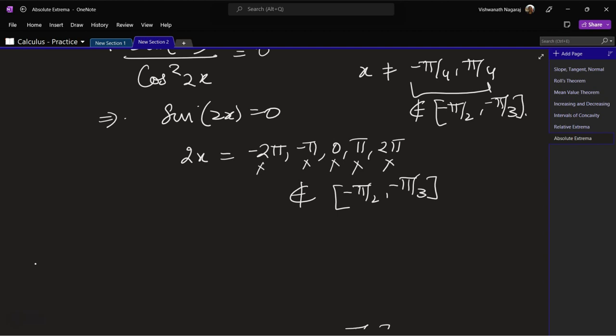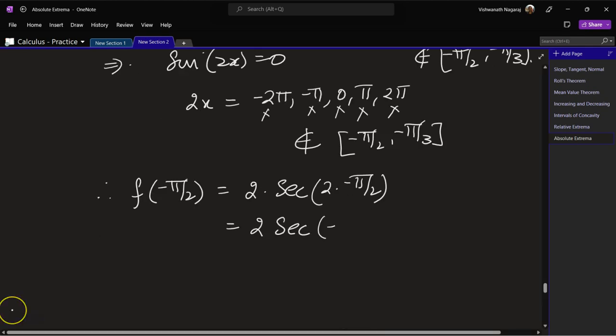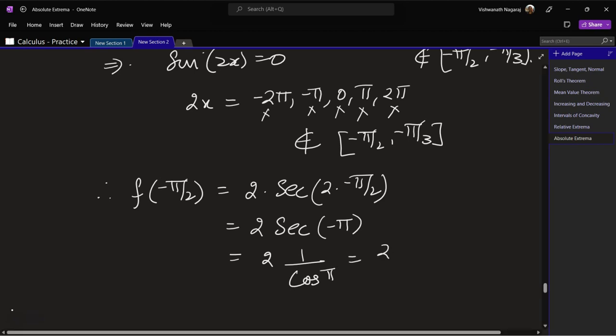maxima and minima. So, therefore, f of minus pi by 2 is equal to 2 times sec 2 times minus pi by 2, sec minus pi, which is nothing but 1 by cos minus pi, which is cos pi. Cos pi is minus 1. So 2 times 1 by minus 1, which is minus 2.